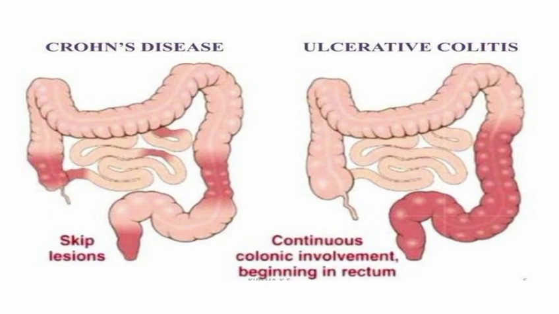It means when the inflammation begins from the rectum, it continues to the descending colon, then reaches the transverse colon, then fully covers the ascending colon. So it is a continuous chronic involvement. Crohn's disease is like skip lesions, and ulcerative colitis is like continuous chronic involvement. Mainly it begins from the rectum.